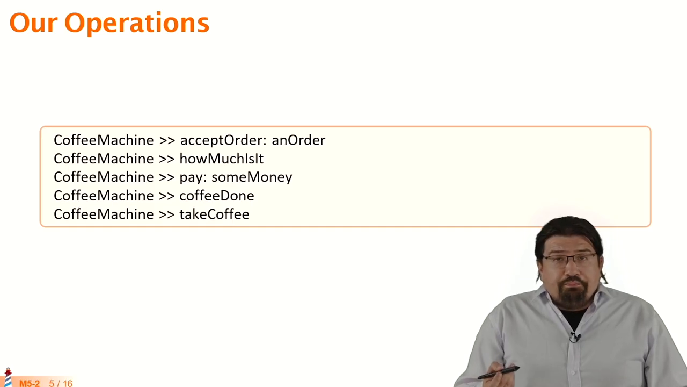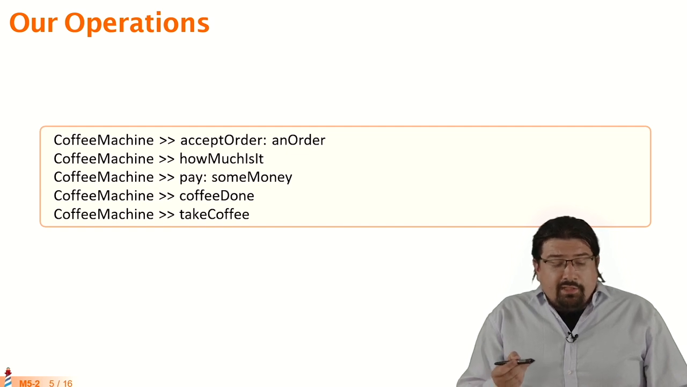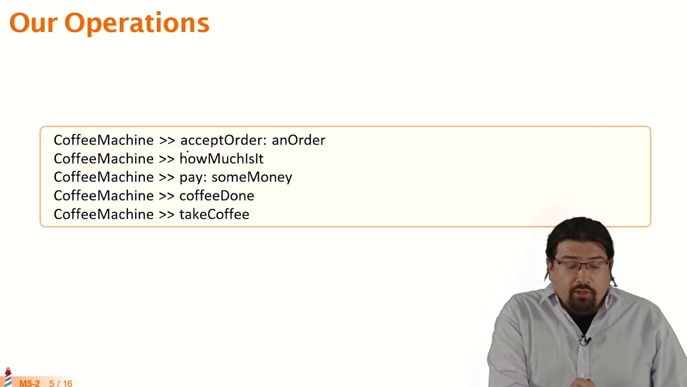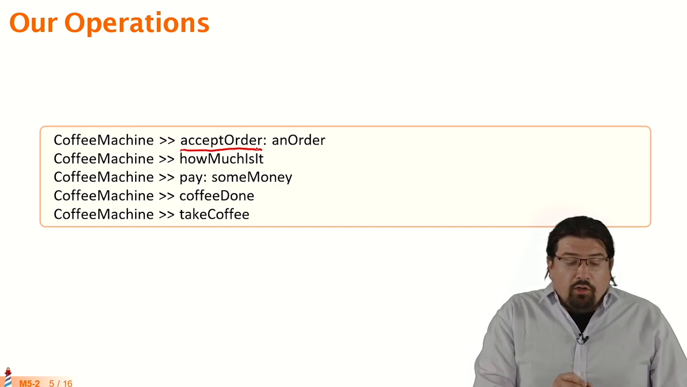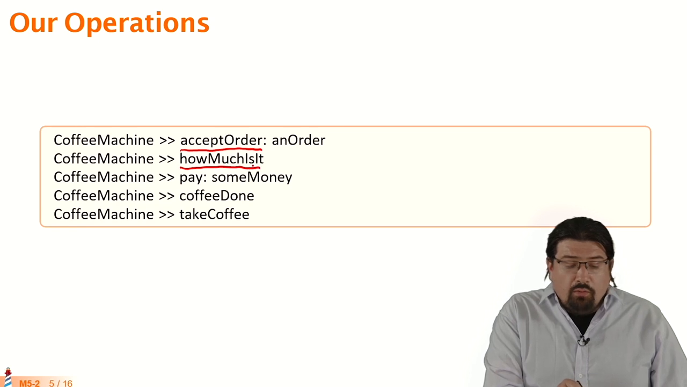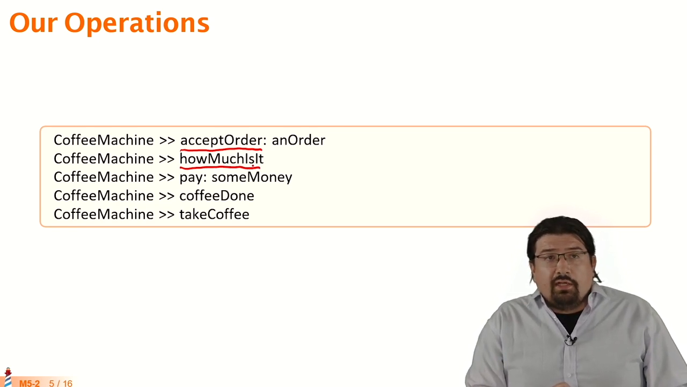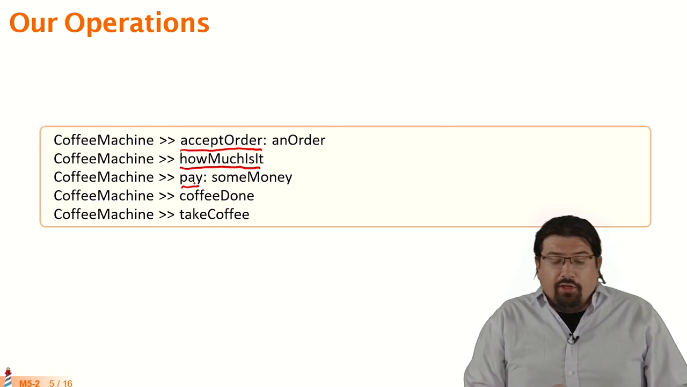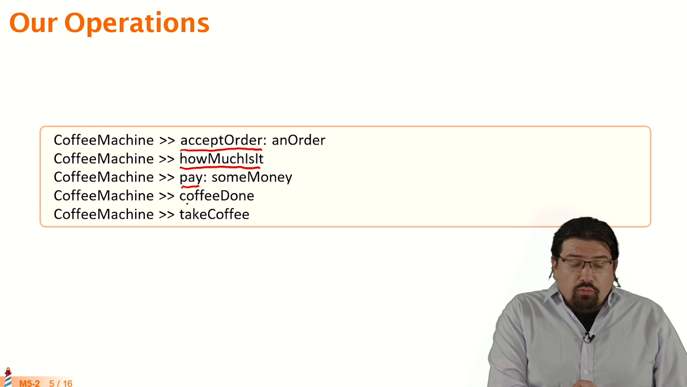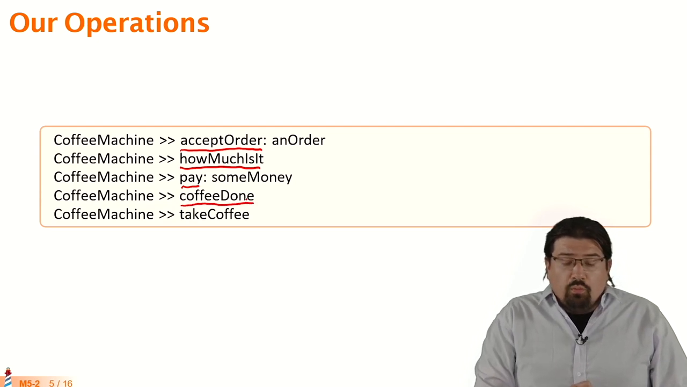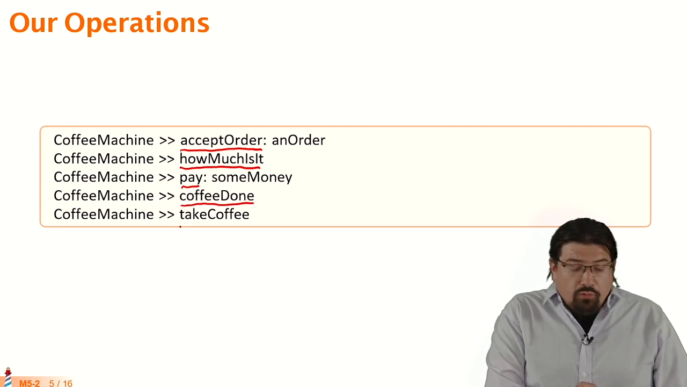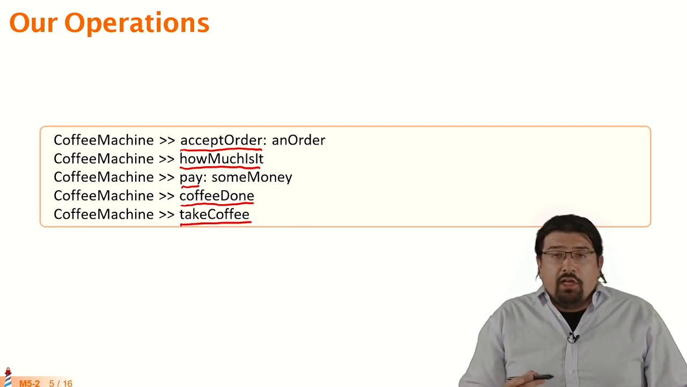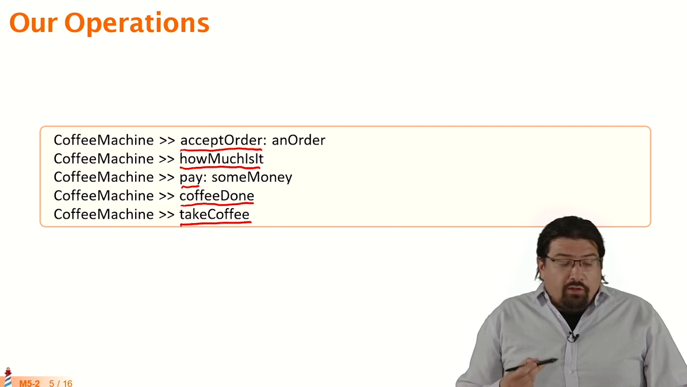When we model this machine as an object, we are going to have exactly the same operations. We are going to accept an order. We are going to be able to tell the user how much this order costs, so the user can put money to pay for it. That is the third operation. We are going to get the coffee done when it's ready, and we are going to be able to take the coffee from the machine. These are the operations that are exposed by our coffee machine.